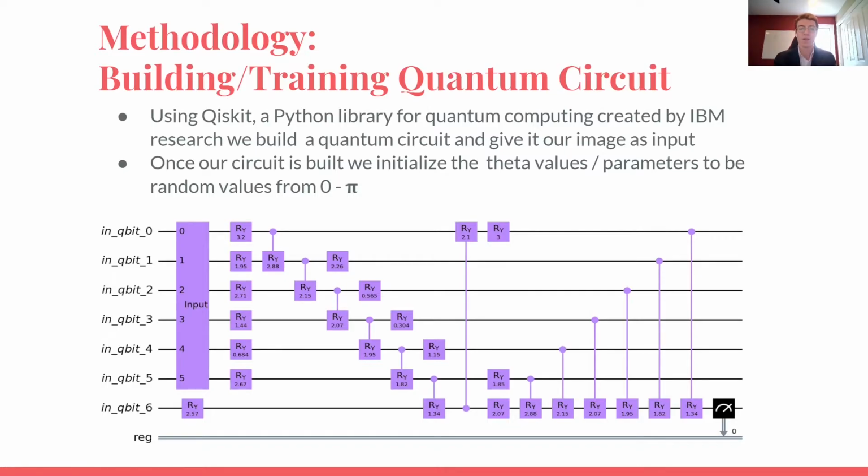Once our data is pre-processed and encoded onto an input layer, we can build our quantum circuit. Using Qiskit, which is a Python library for quantum computing created by IBM Research, we can put together our circuit and visualize it.